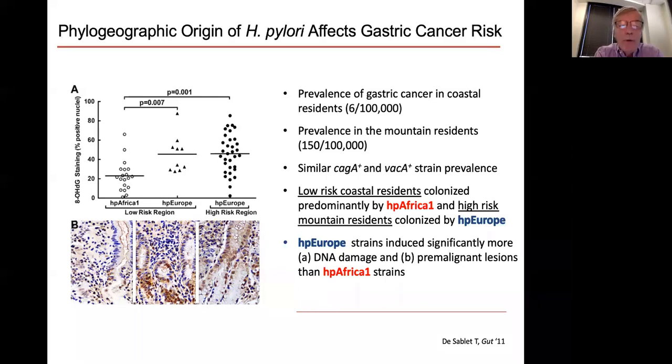It's very likely that the difference between these two regions is due to the original colonization of these two regions. The coast was colonized by slave traders, and the African population in Tumaco on the coast is significantly higher than in the mountains, and the mountainous region was colonized by the Spanish conquistadors 500 years ago. So they brought HP Europe, whereas the African slaves in that area on the coast brought with them HP Africa.